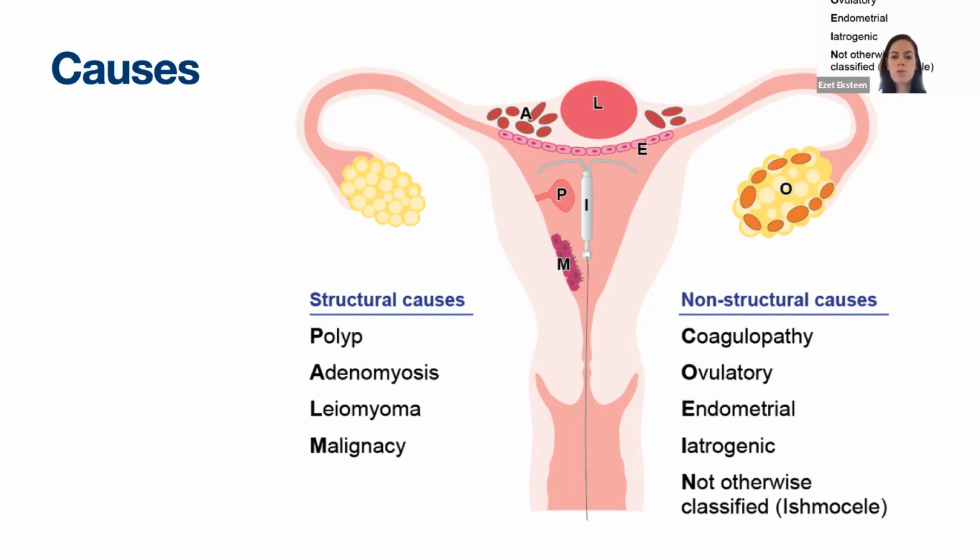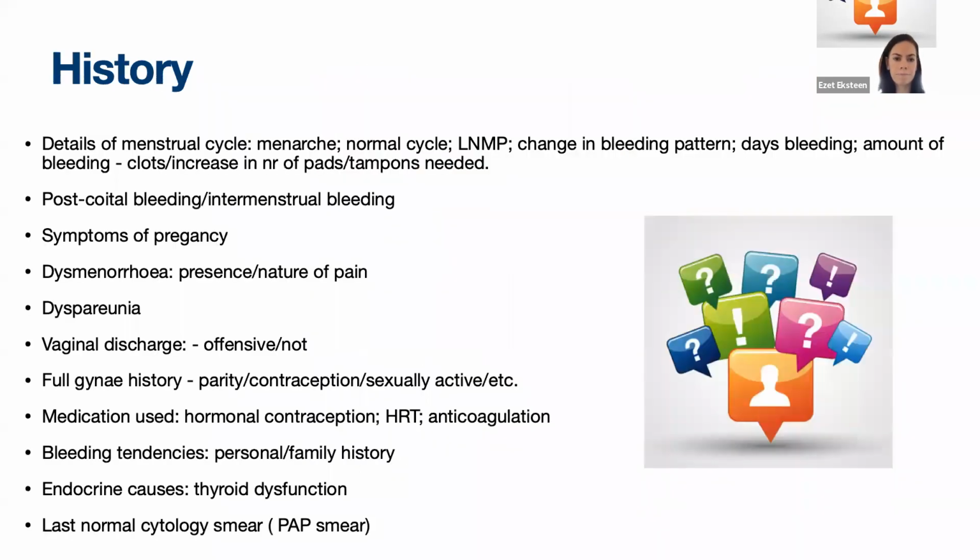So our non-structural causes are all the other things that are not causing a disruption of the normal structure. The C stands for coagulopathy. So these are all our bleeding tendencies. The O stands for ovulatory problems. E, endometrial problems. The I is for iatrogenic. So that's where we come in as healthcare workers. We give patients certain medications, implants, intrauterine devices, hormones, etc., that can make them bleed. And the N stands for not otherwise specified or classified.